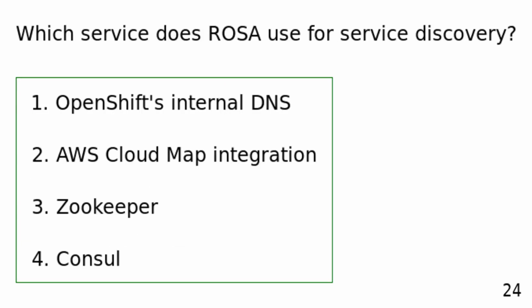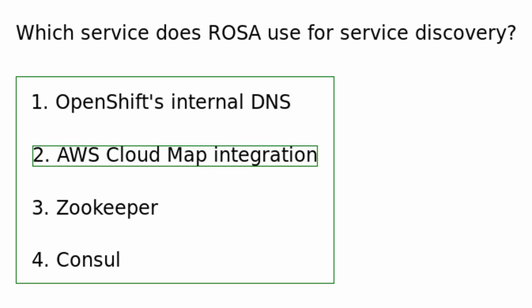Which service does ROSA use for service discovery? OpenShift's internal DNS. AWS Cloud Map integration. Zookeeper. Consul. ROSA can integrate with AWS Cloud Map for service discovery, making it easy to manage service locations.